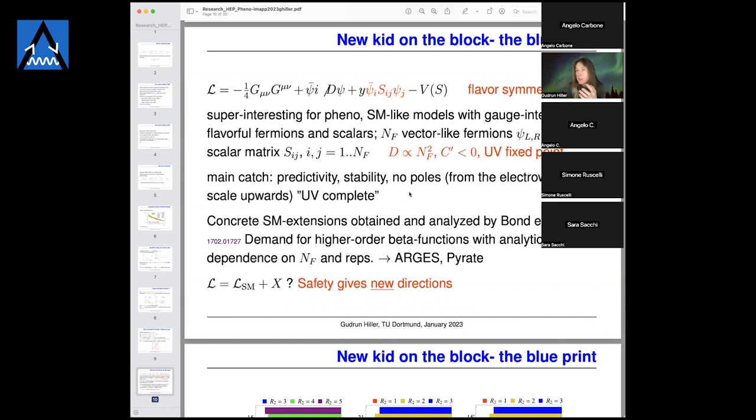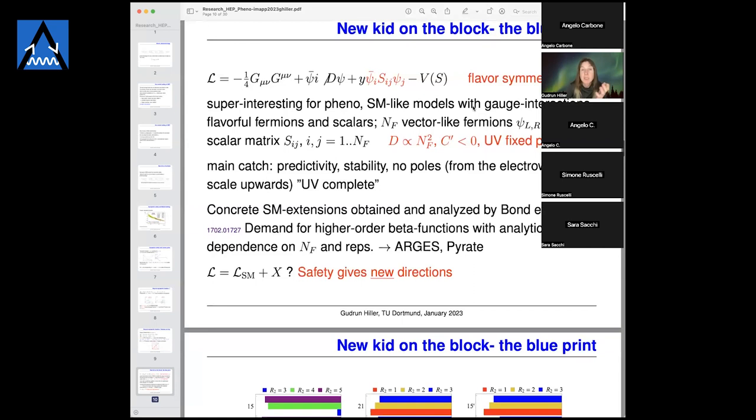So why do we like asymptotic safety in model building? Well, we have a very well-behaved theory. We have no poles. We have stability. Everything is smoothly connected by renormalization group running. We can term these types of models UV complete. They are very beautiful and very controlled models, and they come with really nice phenomenological objects.